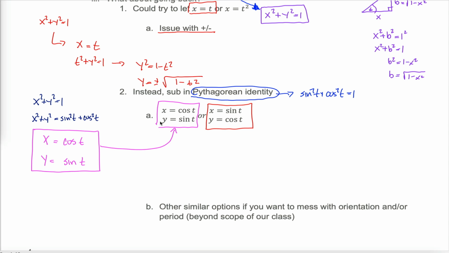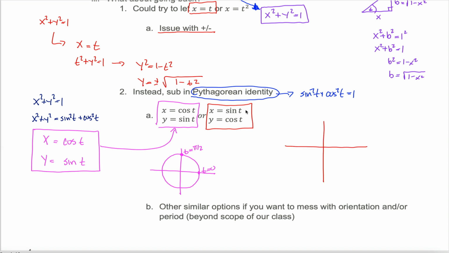What's the difference? Well, this parameterization is one I'm already fairly familiar with. When t is equal to 0, I'm over here. When t is equal to pi over 2, I'm over here. It's a lap around the unit circle, traveling in the counterclockwise direction, taking 2 pi to get all the way around. Look what happens with this parameterization over here, though.